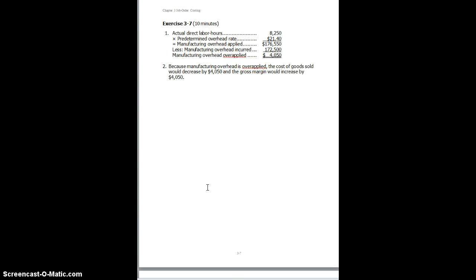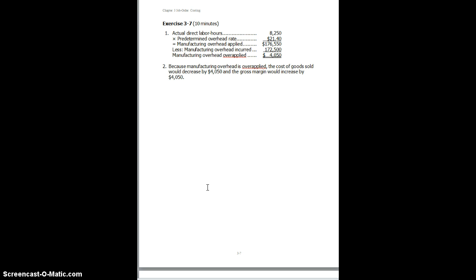However, the actual amount of manufacturing overhead was $172,500. So in reality, they applied $4,050 of overhead more than what they needed to. In an ideal world, if you had a crystal ball, you would have applied $172,500 of overhead, because you would have known that that was the actual amount of overhead you were going to incur.